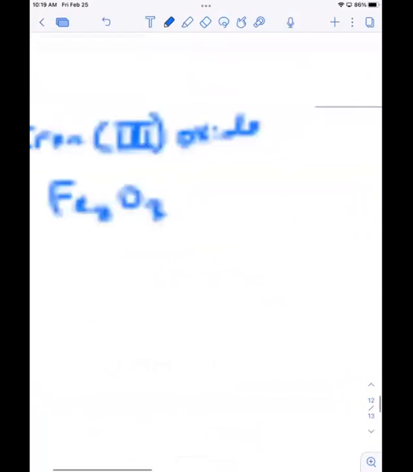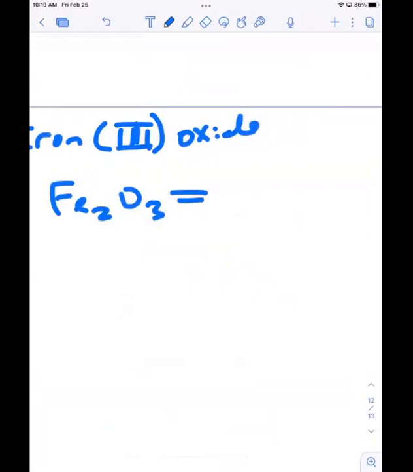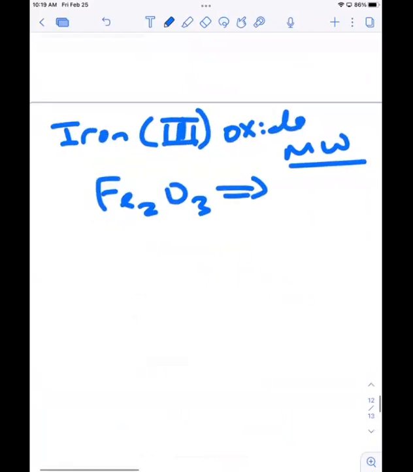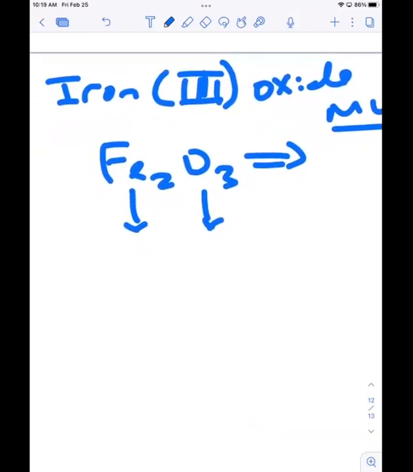Fe2O3. All right, what is the molar mass of this compound? What's the molecular weight? Molar mass, molecular weight. How do we calculate that? By taking the atomic weight and multiplying it by the subscripts. Yes, so the atomic mass of each element times whatever the subscript is.